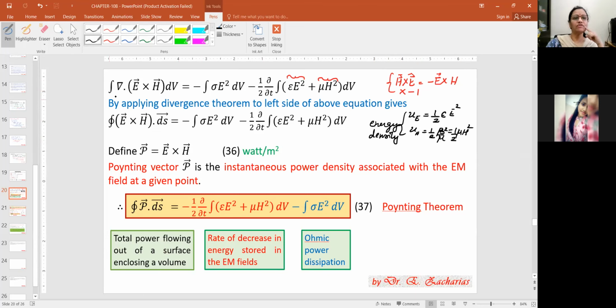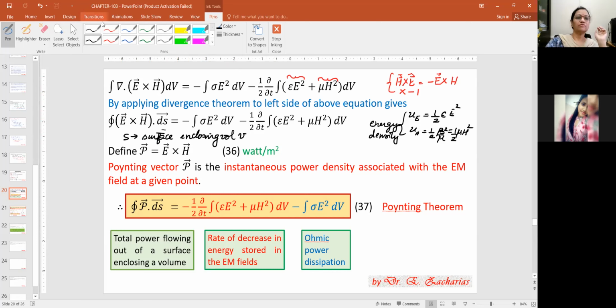So next what we do is, to the left hand side of the equation, apply divergence theorem. When you apply divergence theorem, instead of del dot E cross H dV, you will get integral E cross H dot dS. What is this surface? This is a surface integral. So S is the surface enclosing volume V. Okay, so S is the surface that is enclosing the volume V that we are talking about.